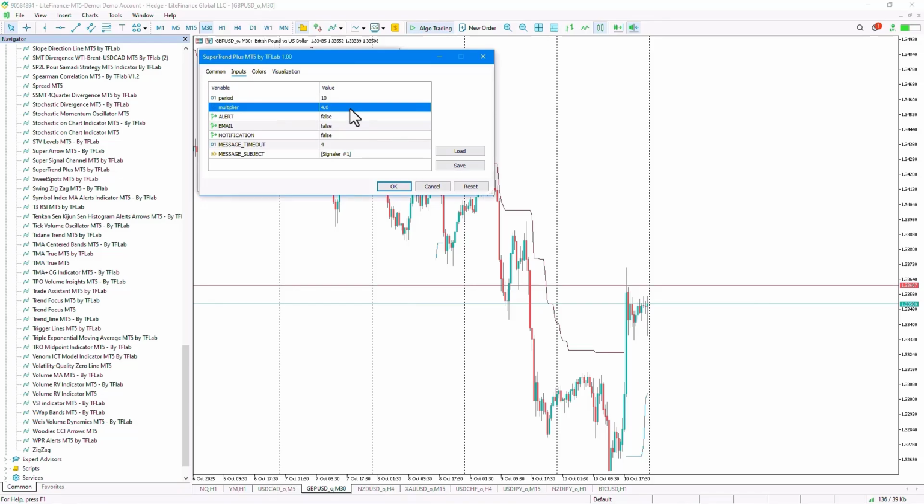In the next input, we can set the indicator's sensitivity to price movement, and the higher we set this value, the larger or major moves will be analyzed, and the lower we set this value, smaller price moves or minors will be taken into account.